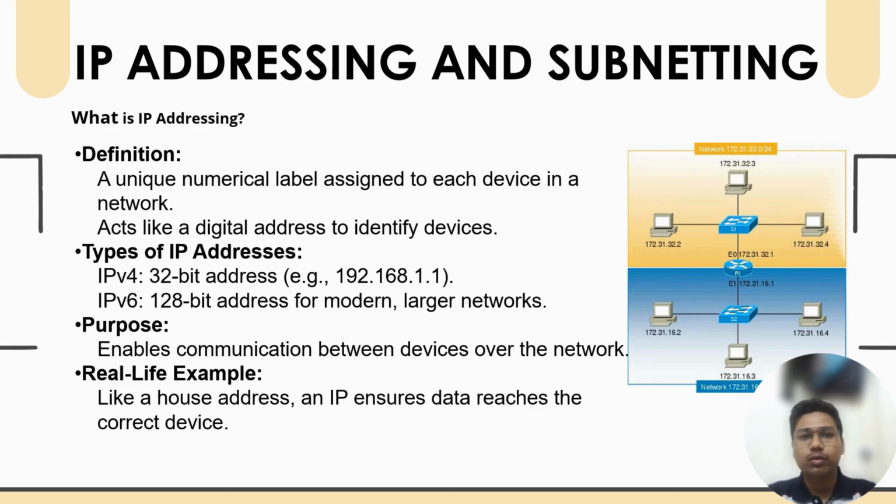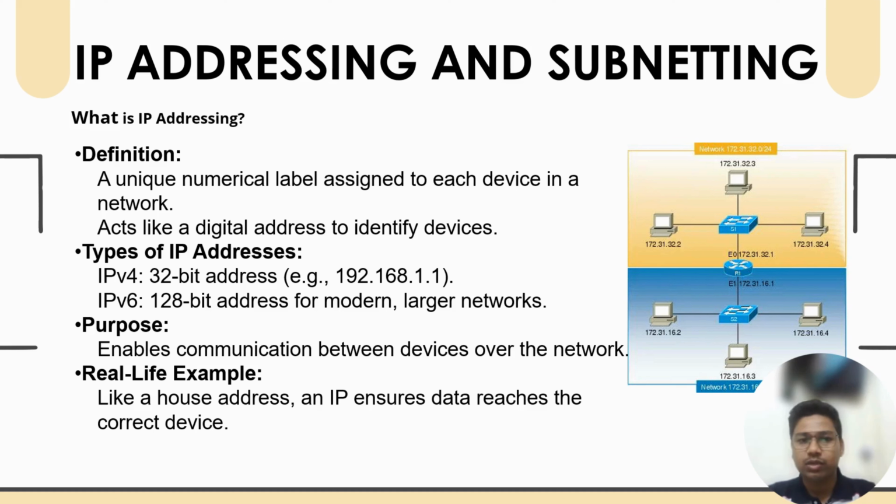Let's move on to IP addressing. An IP address is a unique identifier assigned to each device in a network. Think of it as a digital equivalent of a house address. Just as your house address ensures a letter reaches you, not someone else, an IP address ensures that data sent over the internet reaches the right device.